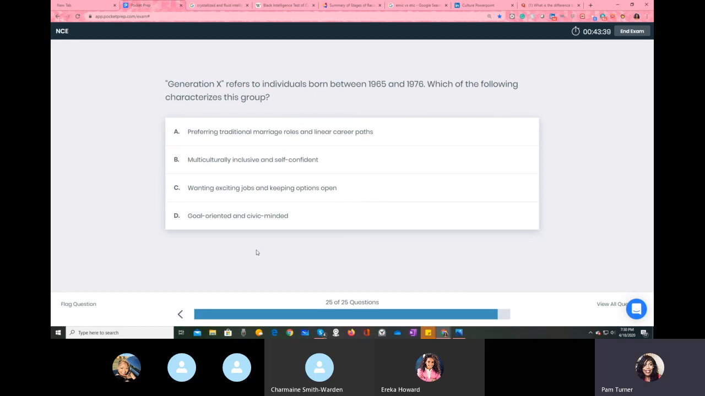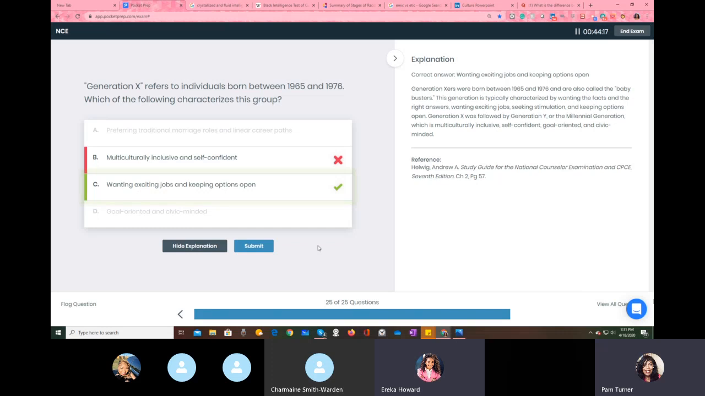Generation X, individuals between the ages of 65 and 76. Which of the following characterizes this group? And I'll let you know that I was born in 65. I'm not a baby boomer. I'm a Generation X. So what does it tell me about my group of people? No thoughts? B? I don't know. Is that right? No. Exciting jobs and to keep my options open.